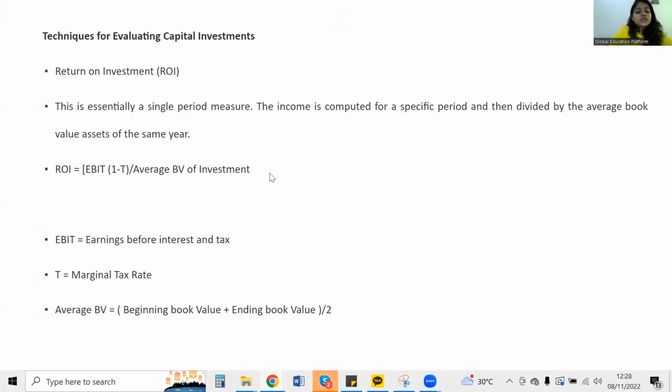Okay, so this is the formula of ROI, and this is about the earnings before interest and tax. So you guys can take this down.